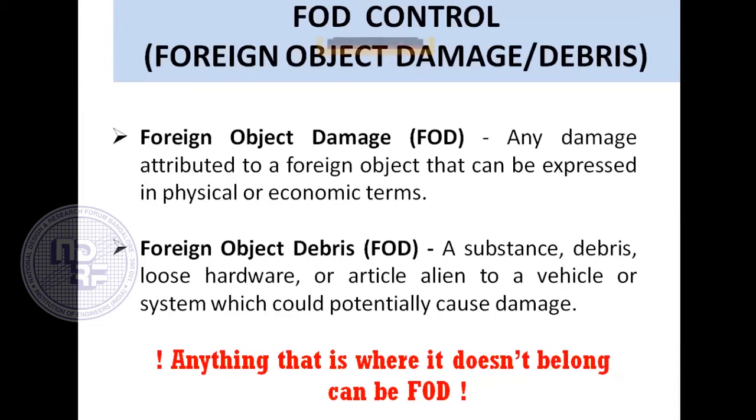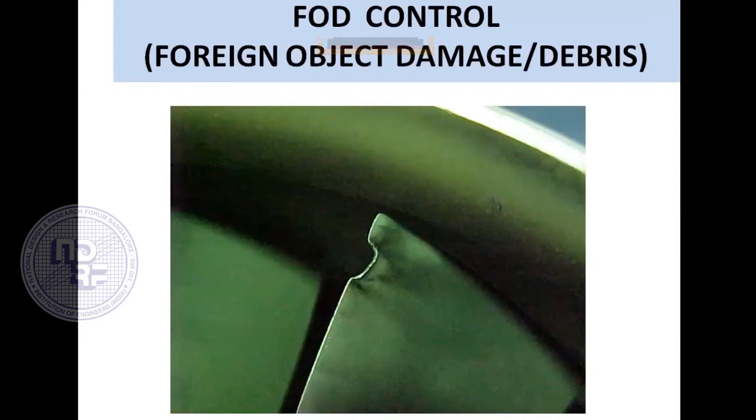Any damage which is attributed to an aircraft because of a foreign object is called foreign object damage, or any item which is left in the aircraft acting as debris and which is not supposed to be there is called foreign object debris. So, the word FOD is used interchangeably as foreign object damage or foreign object debris. Basically, anything that is where it does not belong can be considered an FOD. Here you see the picture of an engine compressor blade which is damaged because of an FOD.